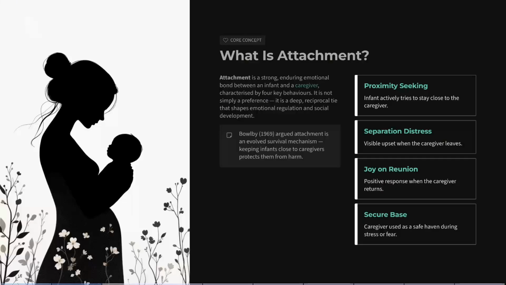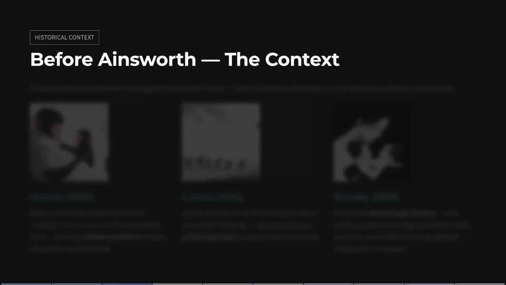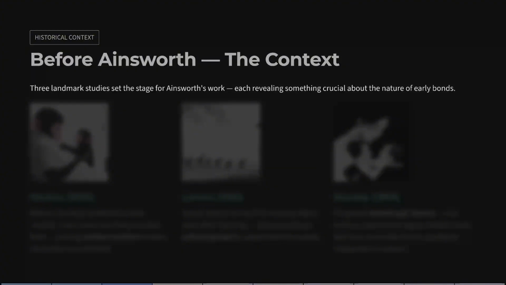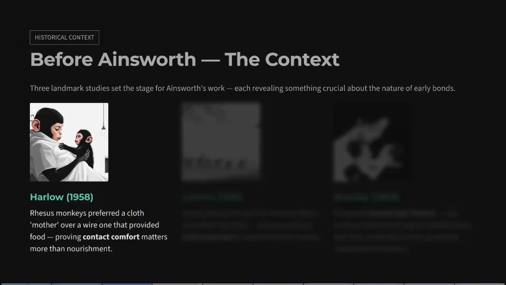To understand why the strange situation was necessary, you need to understand what psychologists already knew about attachment by the time Ainsworth began his work, and crucially, what question remained unanswered. There are 3 landmark studies which set the stage. The first is Harlow, 1958.